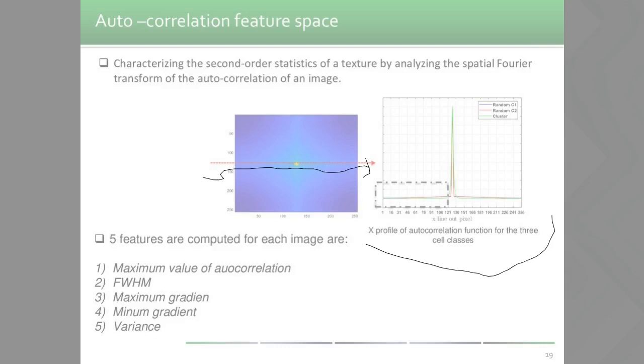From this, we can extract some features also. If we take the maximum value of the autocorrelation function, we can take the full width at half maximum, and then we can calculate also, here it is not too clear, but here we have a kind of variation. So we can calculate the maximum gradient, the minimum gradient, and the variance after removing the peak from this profile.